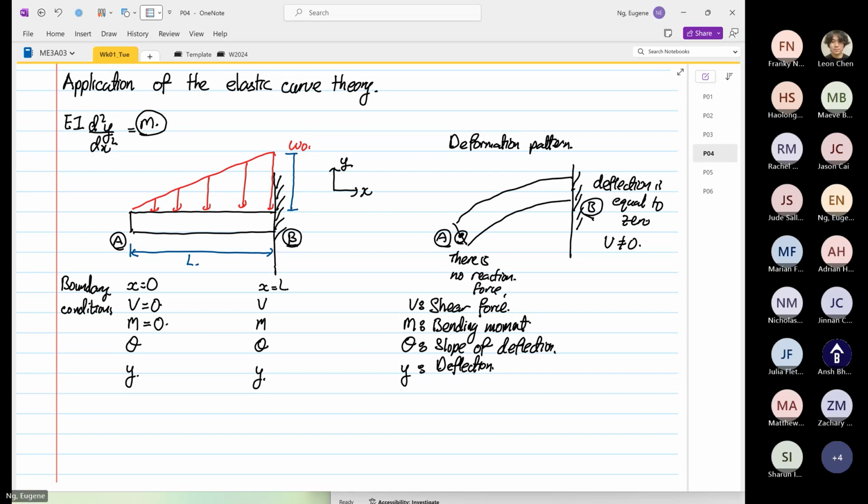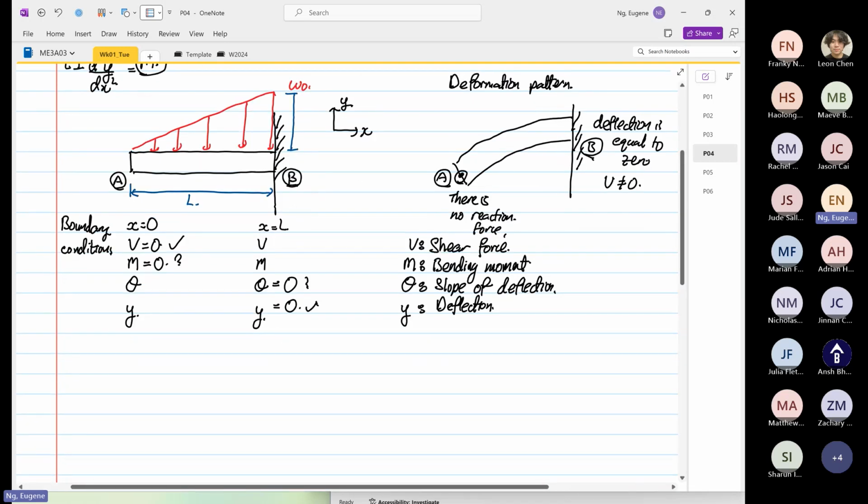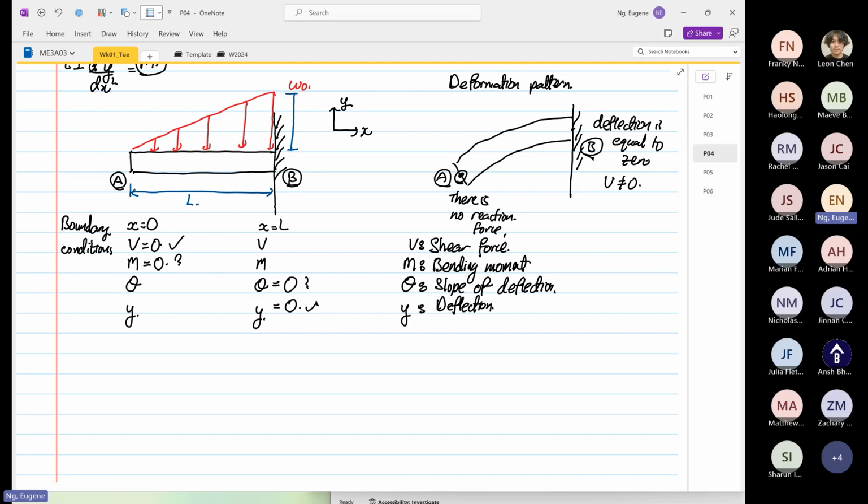Now, let me put in the rest of the boundary conditions first. Then let me explain why moment is equal to 0. Slope at point B is equal to 0. Why do we know that it's equal to 0? Because it's built in, right? We know that the deflection is equal to 0, so y is equal to 0. So this is clear. This is not clear. Let me elaborate further. This is important. Probably this is taught in 2P. Some of you, I've seen this, I can't remember. Don't worry.